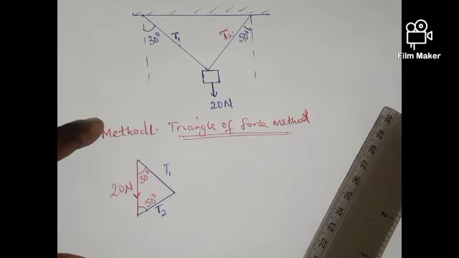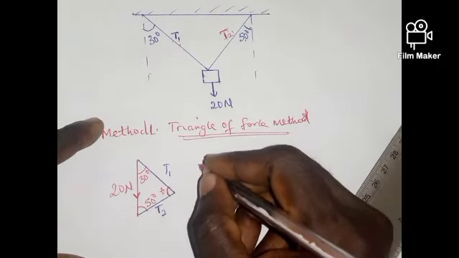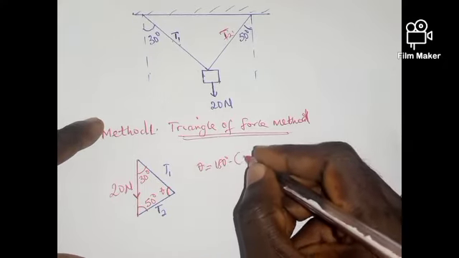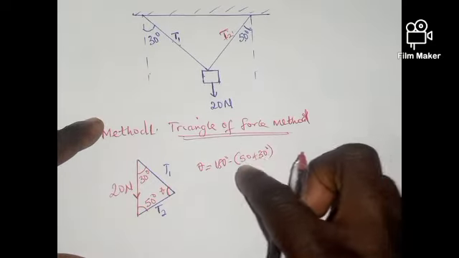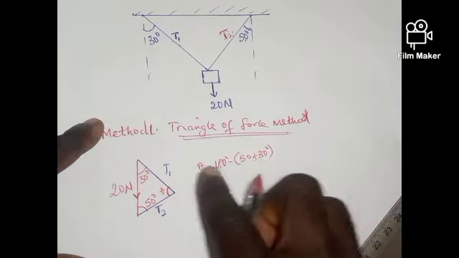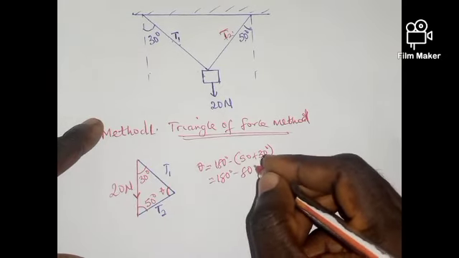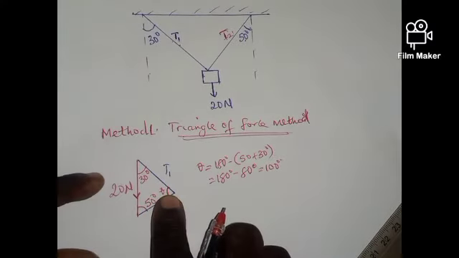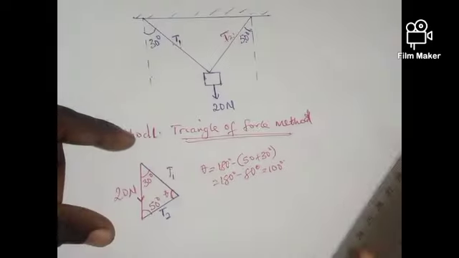So what I have to do is to look for this angle here. Let me call this angle theta. So angle theta is going to be 180 degrees minus (50 plus 30) degrees. 50 plus 30 degrees is 80. So theta is going to be 180 degrees minus 80 degrees, which is 100 degrees. So I have found what my theta is. My theta is 100 degrees. So the next thing I have to do is to apply the sine rule.